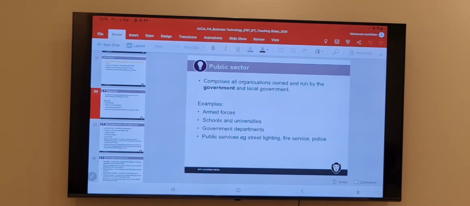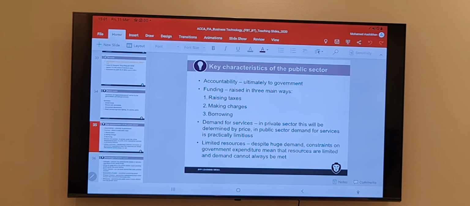The public sector comprises all organizations owned and run by the government and local government. Like armed forces, schools and universities, here Baladia, Lakhwiya, ISF, Al-Fasa, Kahrama, then also, what are all these public, Ashgal, all of them are public sector. So public services: street lighting, fire service, police, government departments and so on.